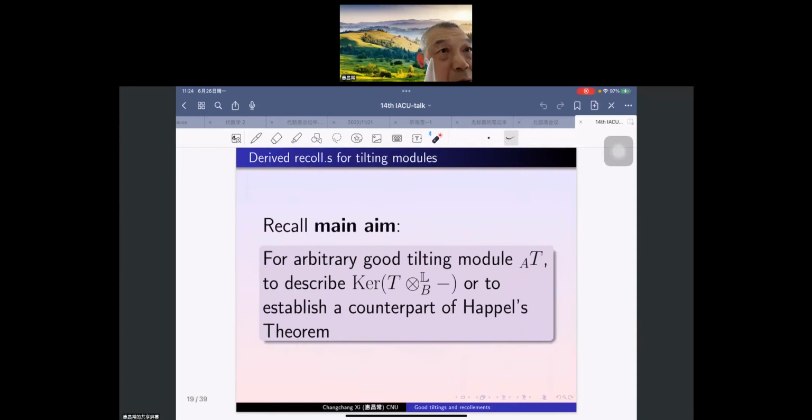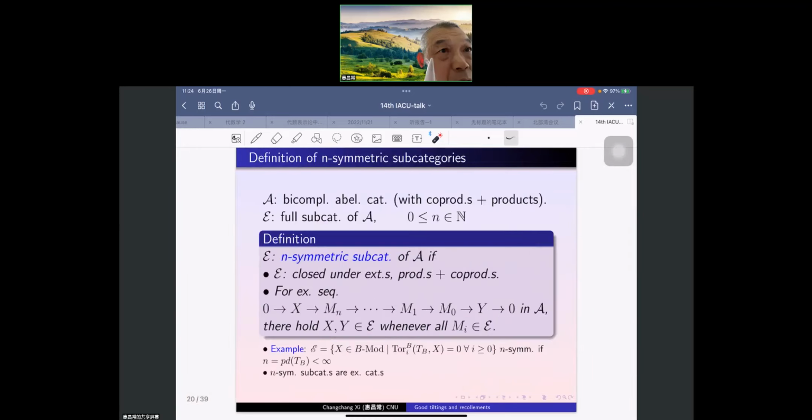So, let's recall our big arm. Our big arm is, for a given arbitrary good tilting module T, we want to understand or describe the kernel of these tensor functors, and want to establish a counterpart of Happel's results.